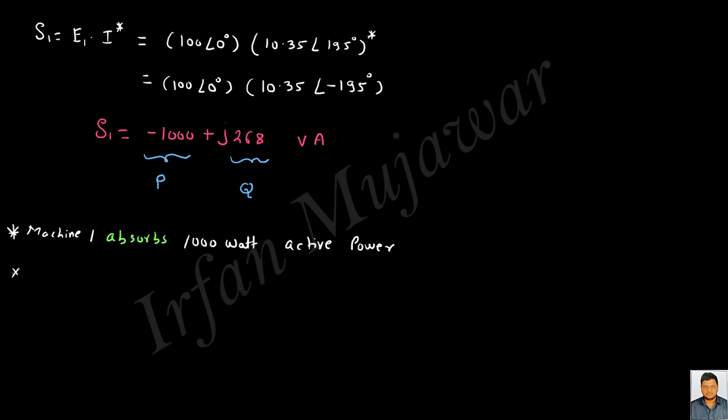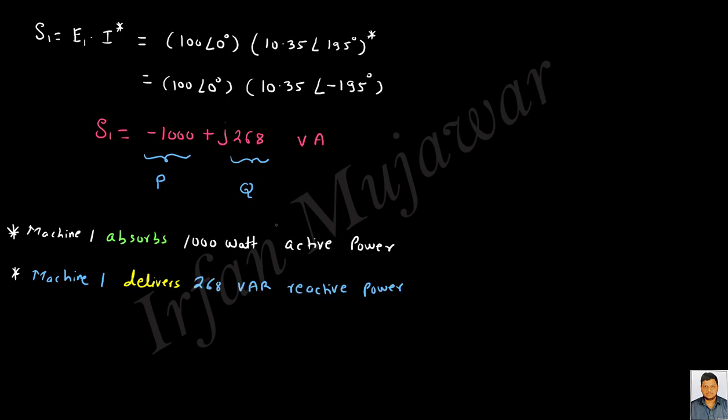And the second thing we can say is about the sign of reactive power. Reactive power is positive, and we are assuming it is a generator, so it is delivering the reactive power. Machine 1 delivers 268 var reactive power.